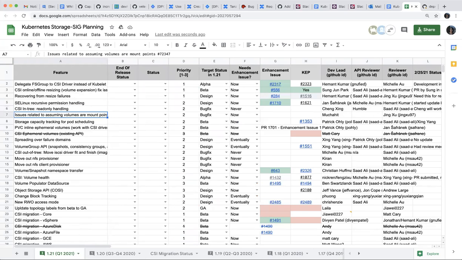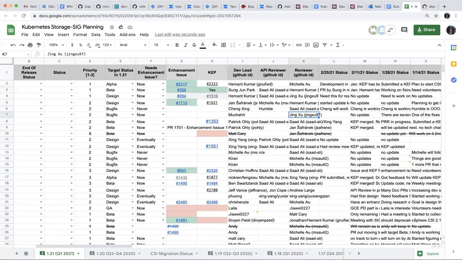Next one, issues related to assuming volumes are mount points. Is Xing here, or Mukahit, who is working on this? Okay, no update then, if nobody knows anything.